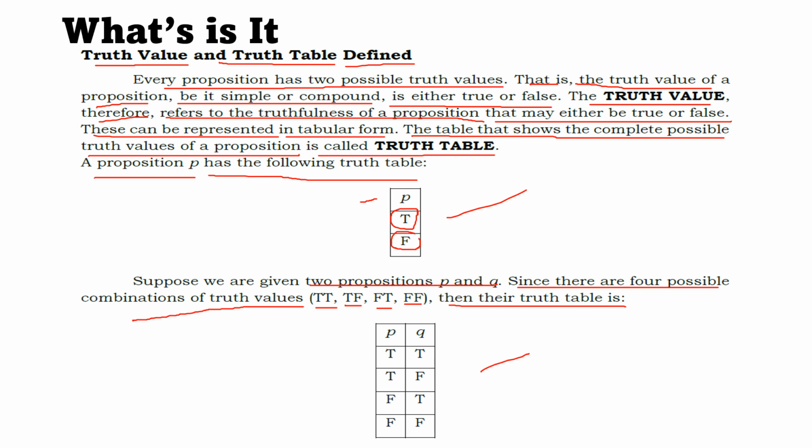So basically this module is all about the truth value. At the same time, we use your truth table for us to easily determine what will be the truth value of the combined propositions from a simple one. Using your logical connectors, we combine two or more simple propositions to make a compound proposition. And now, what will be the truth value for this combined proposition?